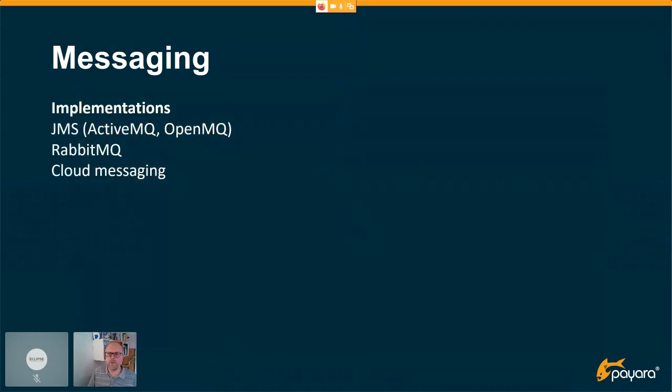In Jakarta EE world, we would most preferably use JMS for this task. So either ActiveMQ or OpenMQ, or we've got different messaging brokers with different standards, RabbitMQ and many cloud messaging services. Those usually implement AMQP 1.0. One of the options is to use our cloud connectors, which are generic JCA connectors, so we can write message-driven beans that will receive messages from, I don't know, SQS or from Kafka.